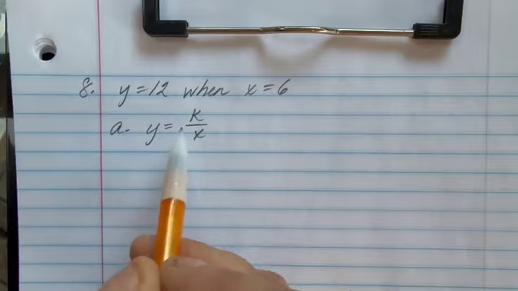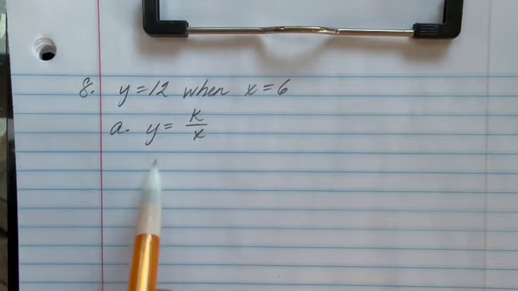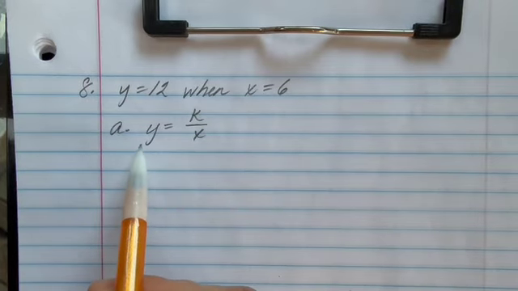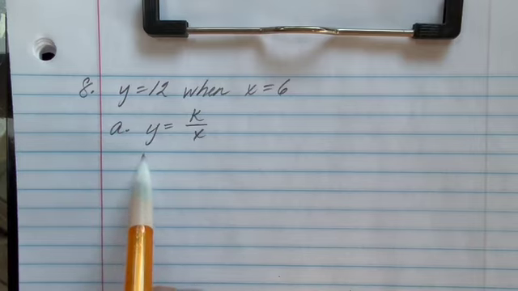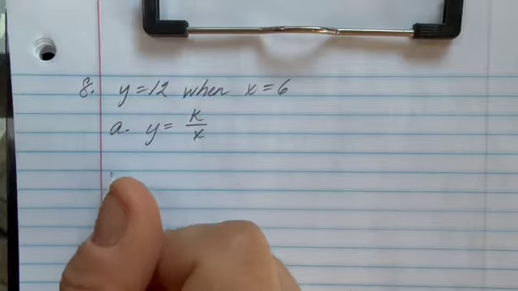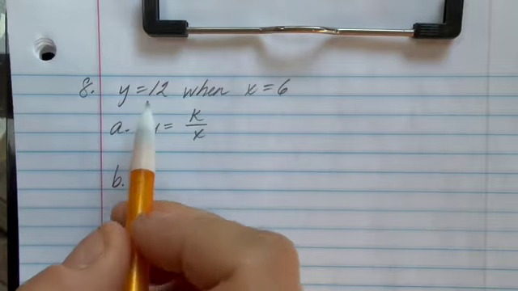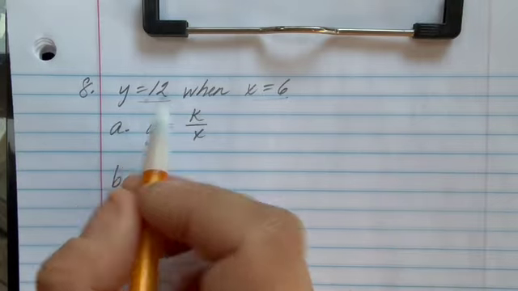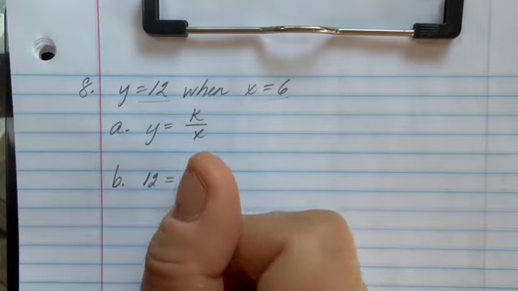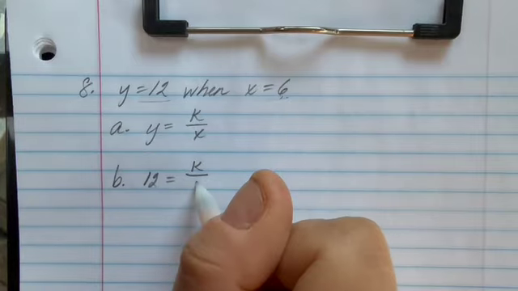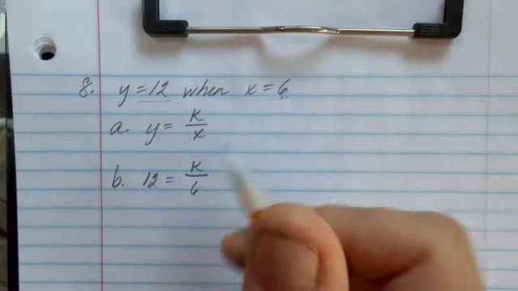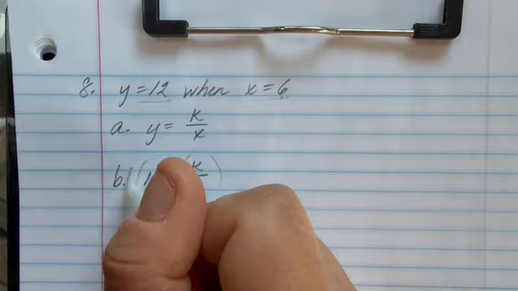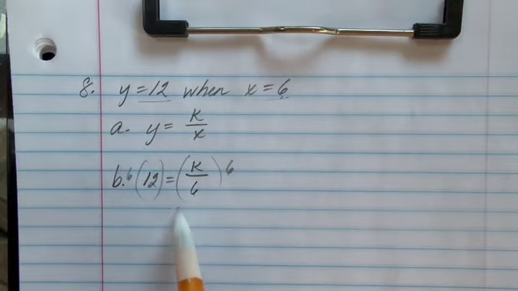You could write it xy equals k and still get the right answer, but because we're driving toward writing a function rule, which begins with y equals, I'm going to write my equation in the form y equals. For letter B, put your values in for x and y and find k. So y equals 12, k over x is 6. To solve for k, I need to multiply both sides of this equation by 6. Whatever I multiply this side by, I have to multiply this side by to maintain my equality.